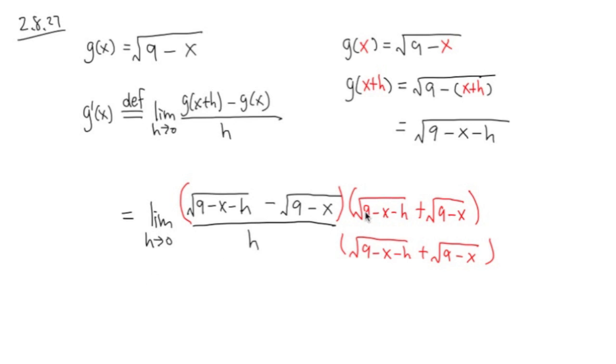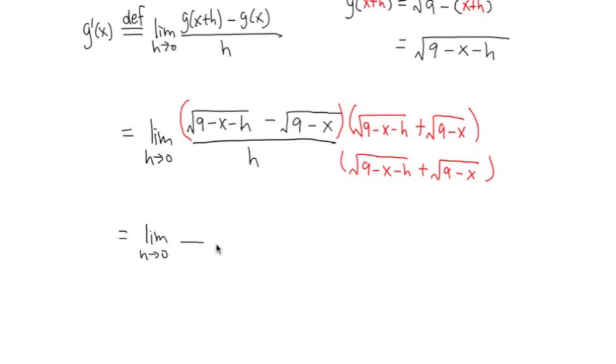And now keep in mind, the reason that we multiply the top and bottom by the conjugate is because we want to fix the top. So in that case, we are just going to multiply out the top. We will leave the bottom the same. So I will continue right here. I will get the limit when h approaches 0. The denominator is going to stay the same: h times, in parentheses, all this right here, square root of 9 minus x minus h plus square root of 9 minus x. On the numerator, I will multiply it out.